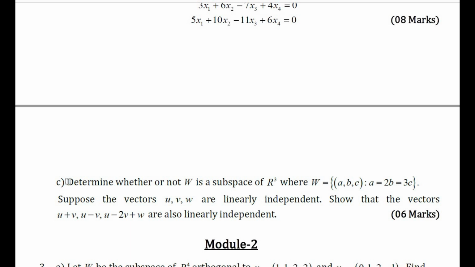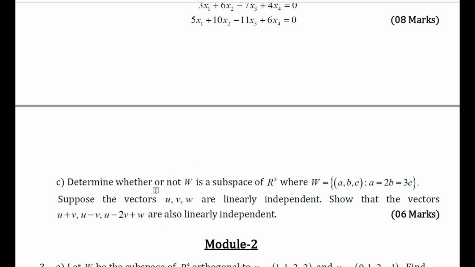Moving on to the next question. Determine whether or not W is a subspace of R3. Suppose the vectors u, v, w are linearly independent. Show that the vectors u plus v, u minus v, and u minus 2v plus w are also linearly independent.